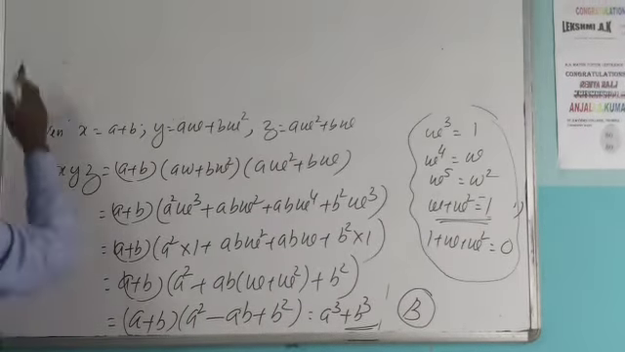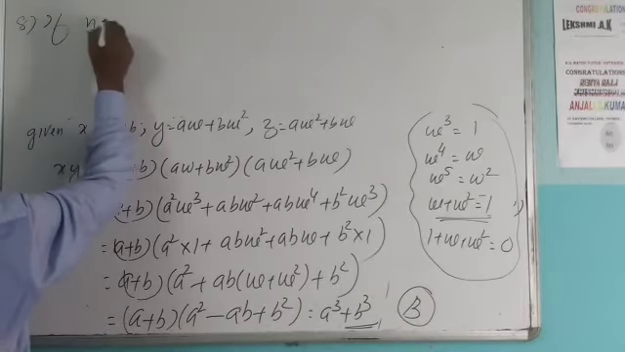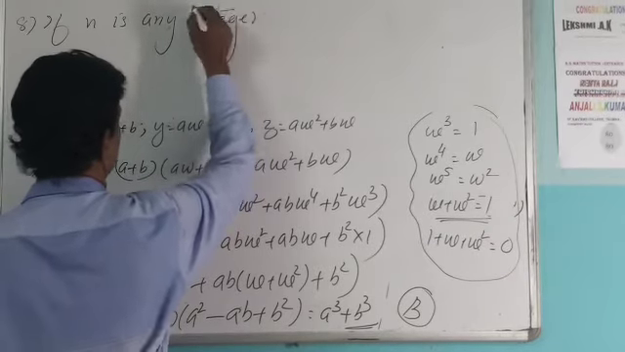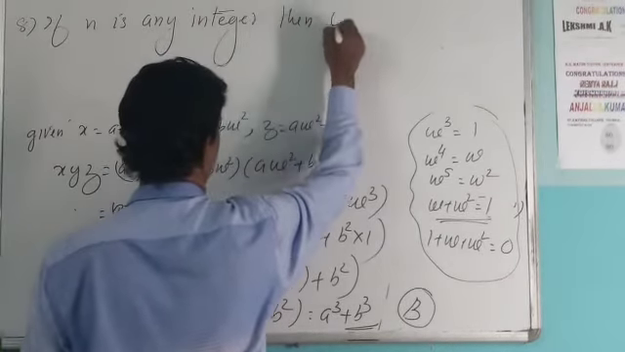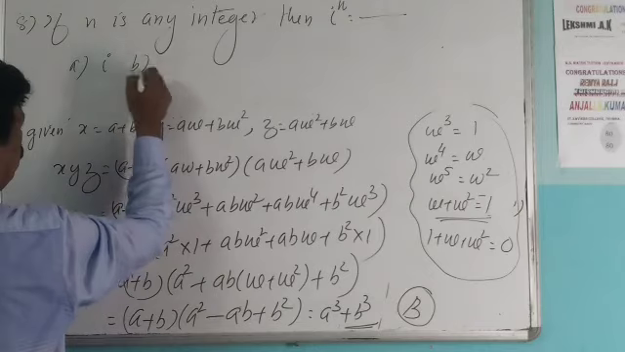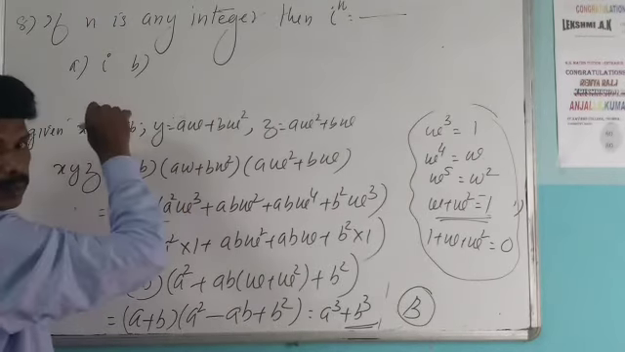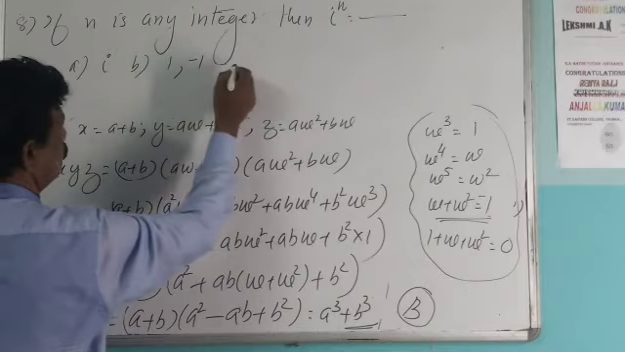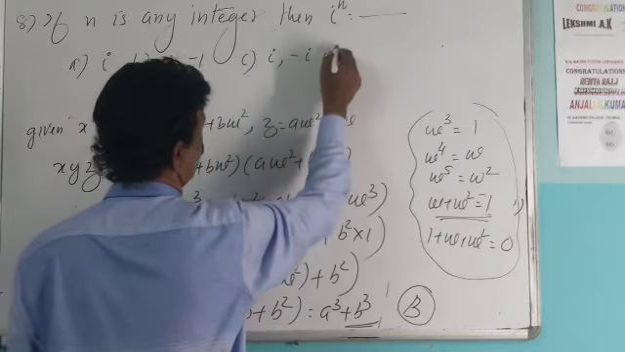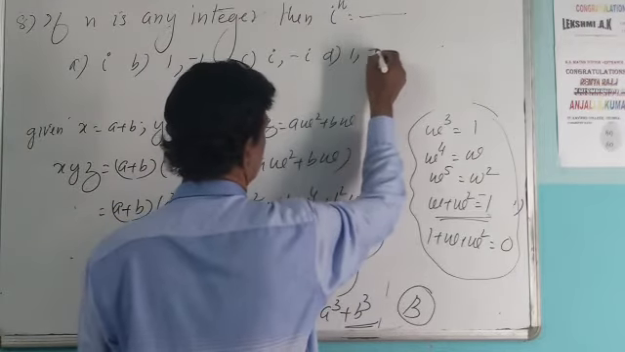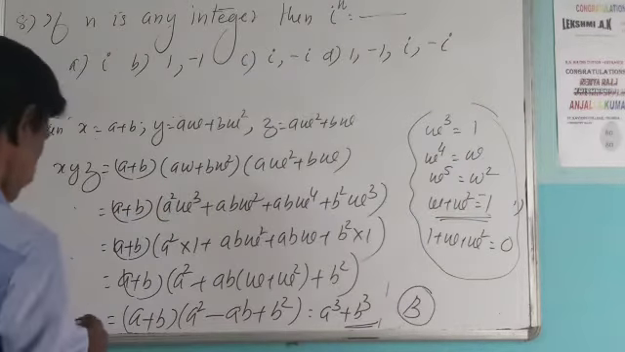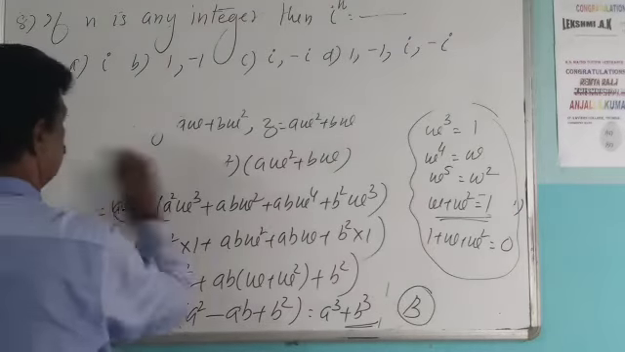Next question. If n is any integer, then i raised to n is dash. Choices: A. i; B. 1, −1, i, −i; C. i, −i; D. 1, −1. If n is an integer, then i raised to n is equal to dash.